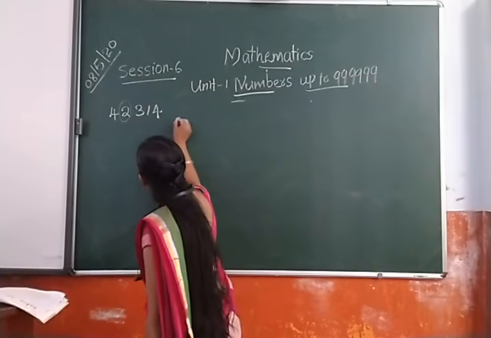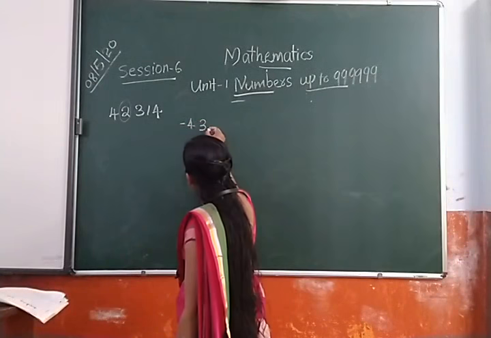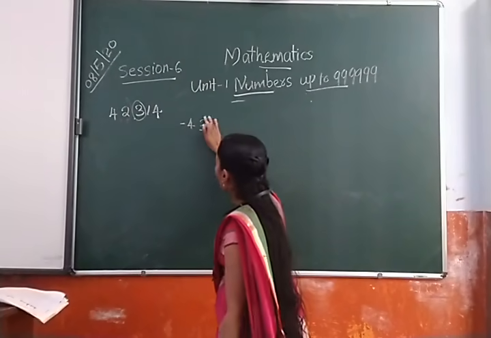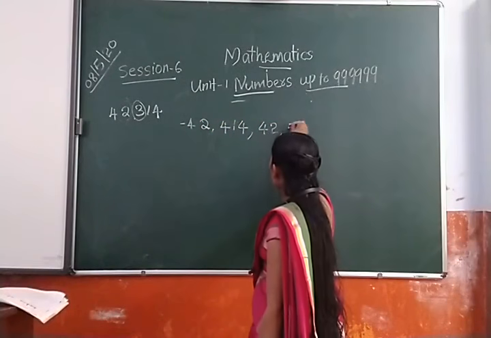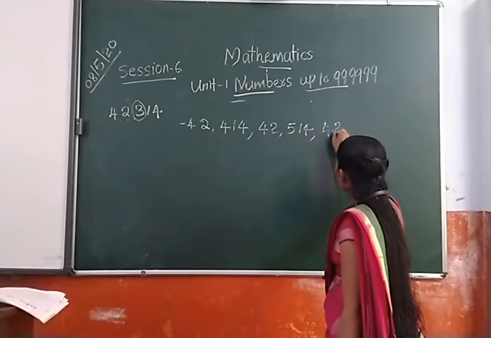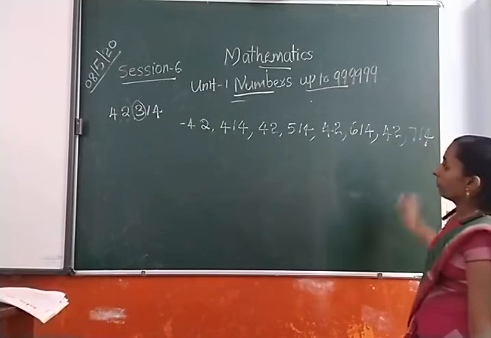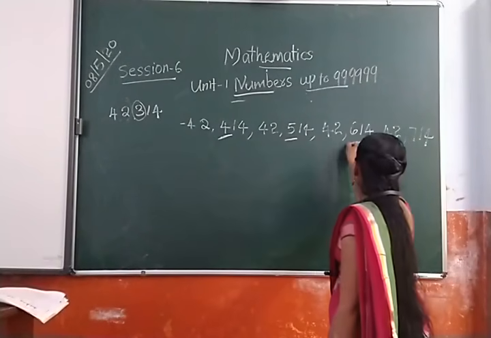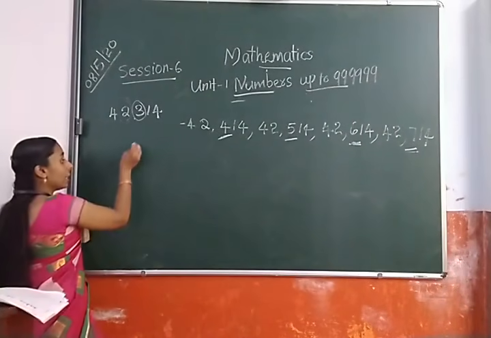Here, 42,314. Counting by hundreds, the hundreds place increases. 42,414, 42,514, 42,614, 42,714. Here see, only which place changed? Hundreds place. Then we are going to learn counting by thousands.